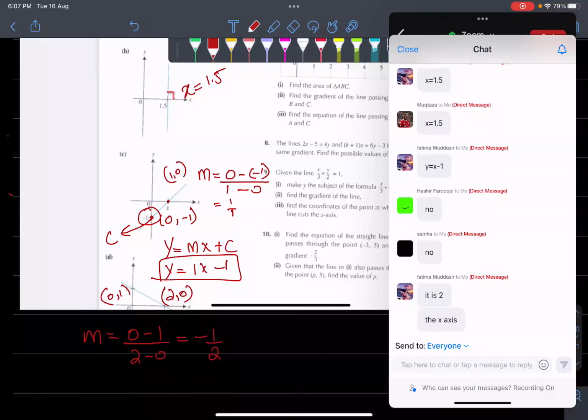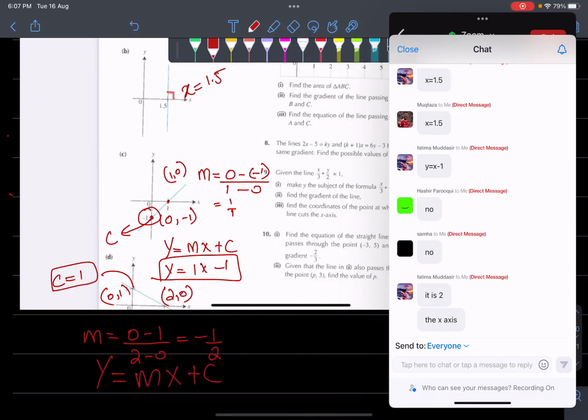Now, did you notice one thing? This line is going down a hill, so the gradient is coming out negative. Now we know the gradient, and we know the y-intercept, which is 1. We can directly use y equals mx plus c. This gives us y equals -1 upon 2 x plus 1.